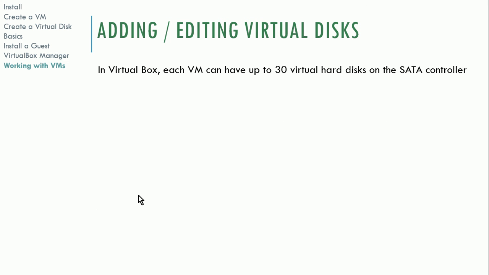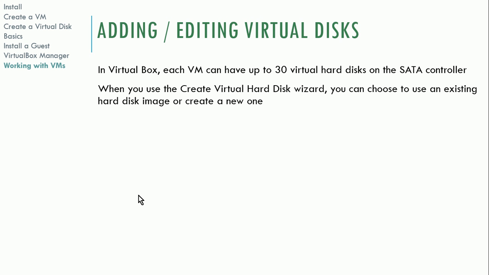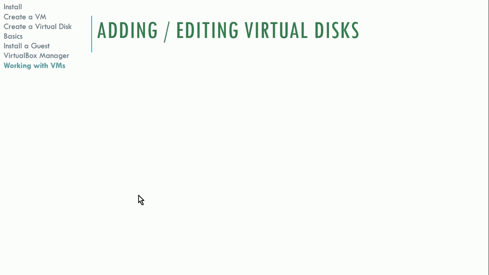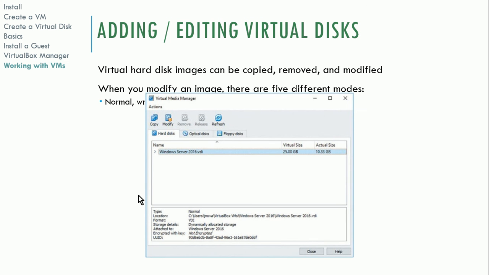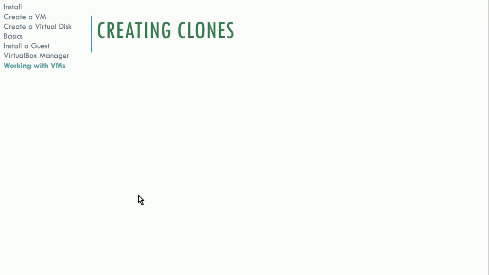You can add or edit virtual disks, so you can add additional virtual disks. You can have up to 30 virtual disks on the SATA controller in VirtualBox. I believe that's per machine, by the way. If you want to add those, there's a dialog box, and this is what it looks like in VirtualBox. Again, you might have to click around to find this stuff, but I'm sure you can find these options if you want to play with them.